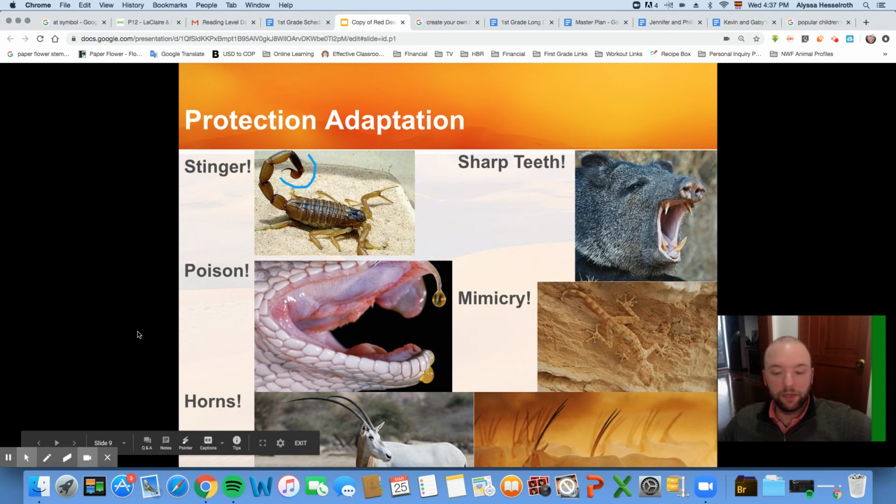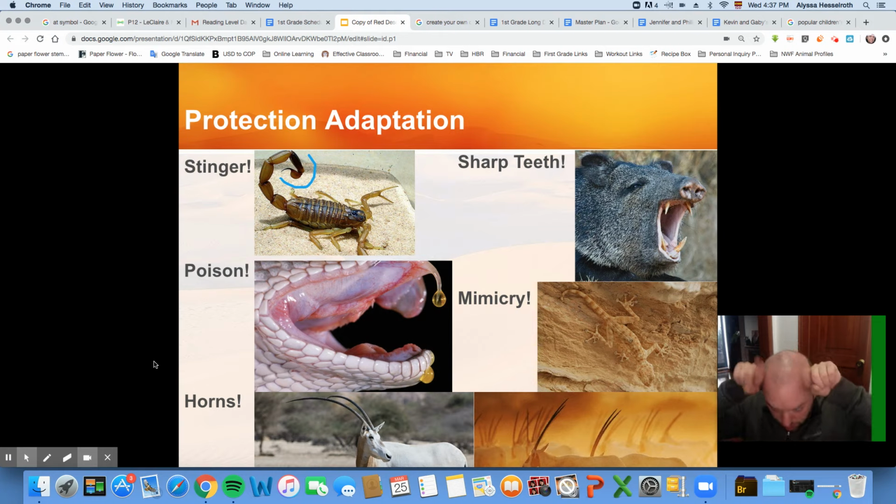And the next one is horns. Lots of deer and other four-legged mammals that have hooves have horns, and they use those to fend off predators from eating them.